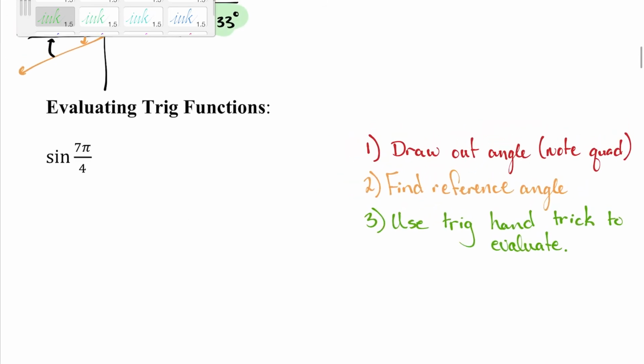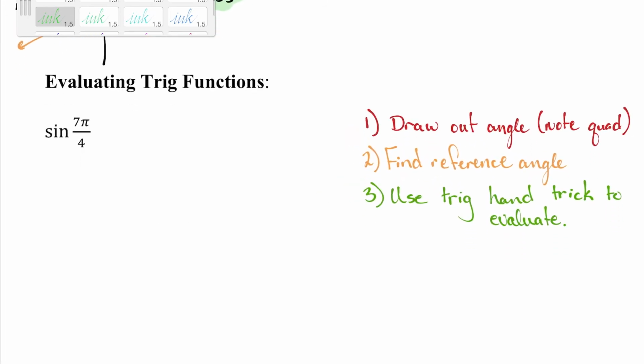Next, when it comes to evaluating trig functions, I personally like to draw out the angle. Figuring out which quadrant you're in is very important, so that you know what's positive versus negative. I find the reference angle because I just use the trig hand trick and keep everything associated to that first quadrant. And then I use the hand trick to evaluate.